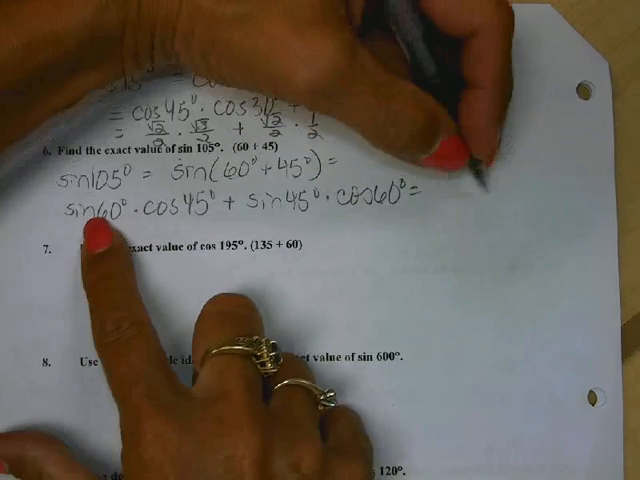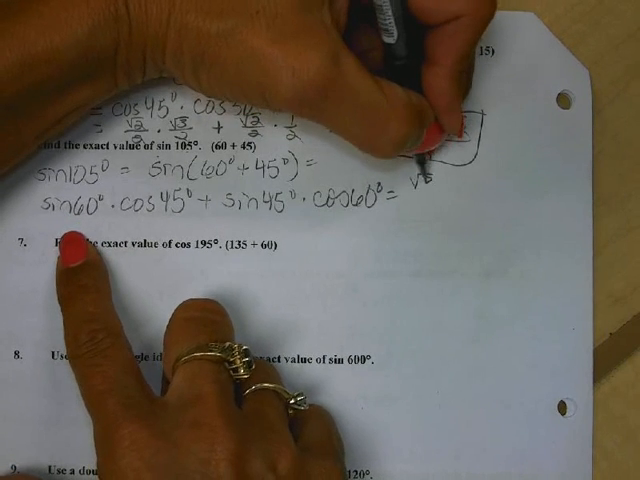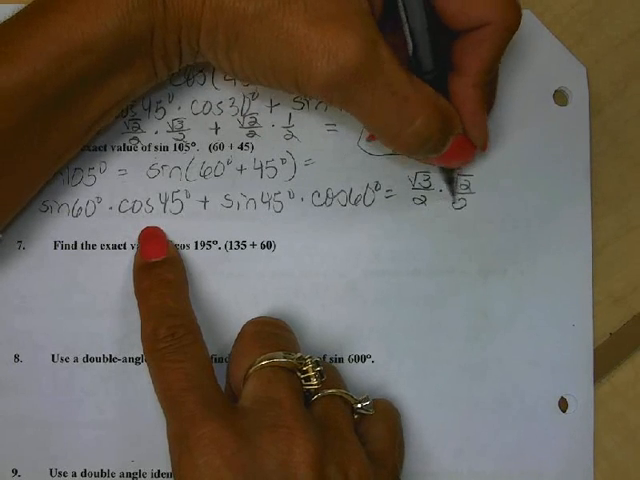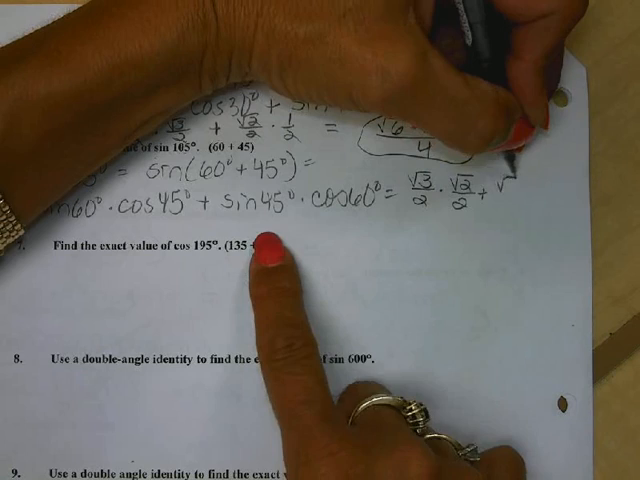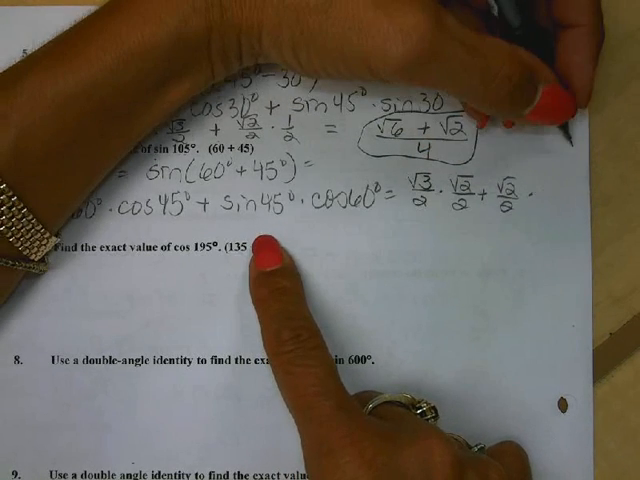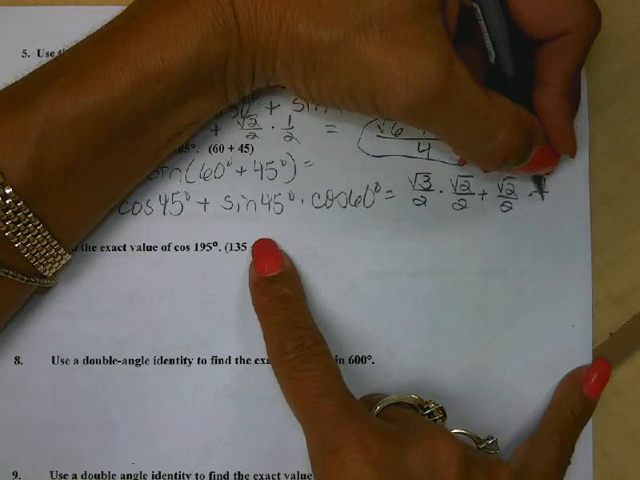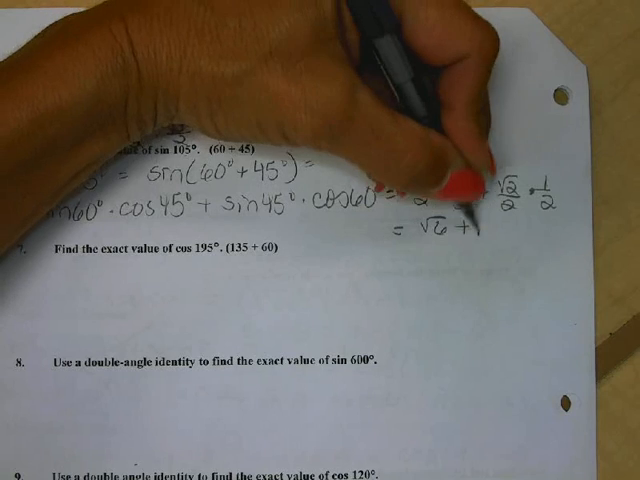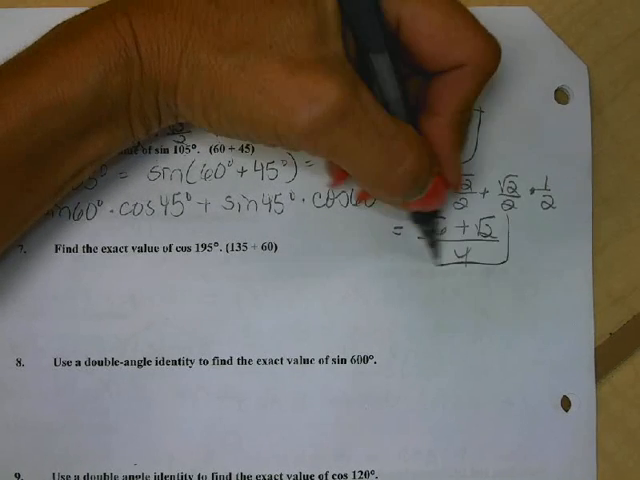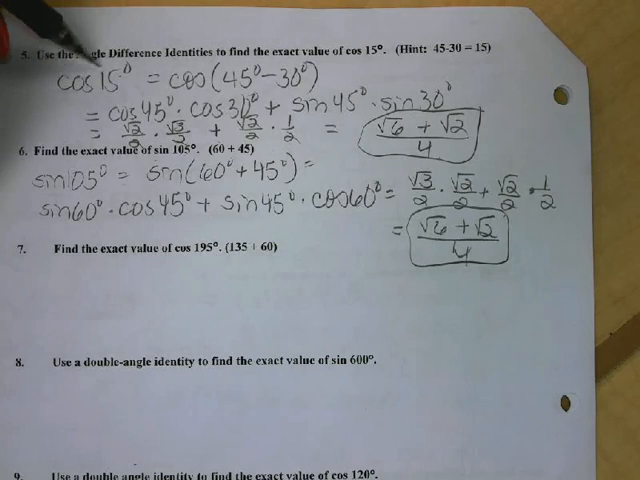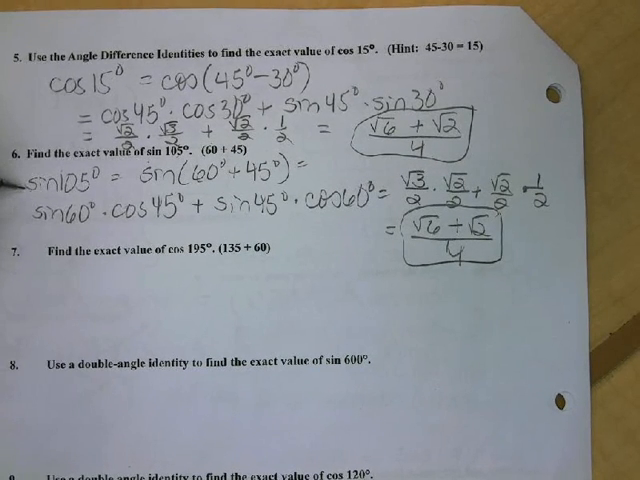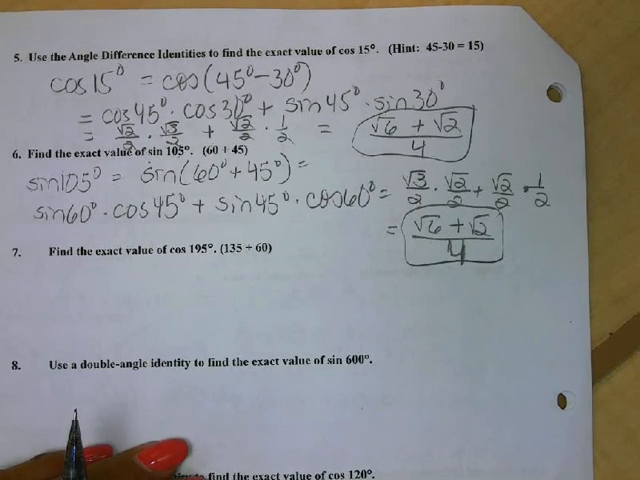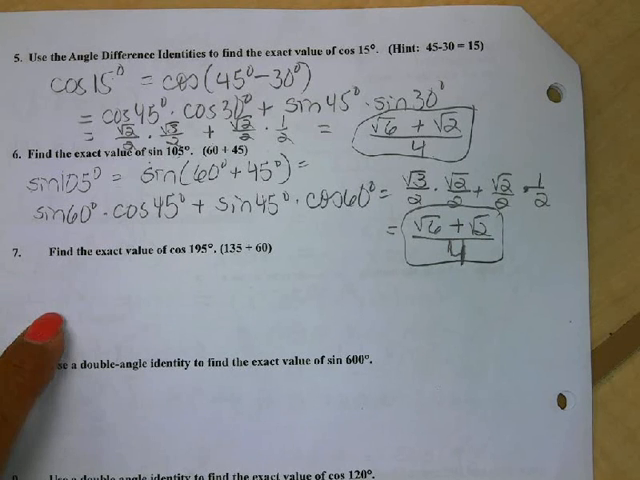And now if we go through and substitute our different values here, we know that this value has square root of 3 over 2 as its quantity. This one is square root of 2 over 2. Sine of 45 degrees, square root of 2 over 2. And cosine of 60 degrees, when we look at the unit circle, is equivalent to 1/2. And then when we simplify this, we get square root of 6 plus square root of 2 all over 4. So it ends up, the cosine of 15 degrees ends up having the same functional value as the sine of 105 degrees.